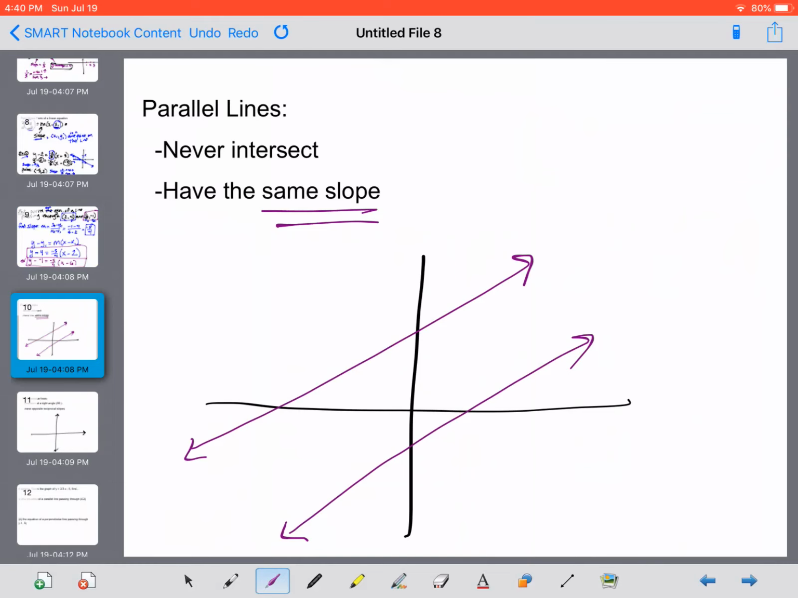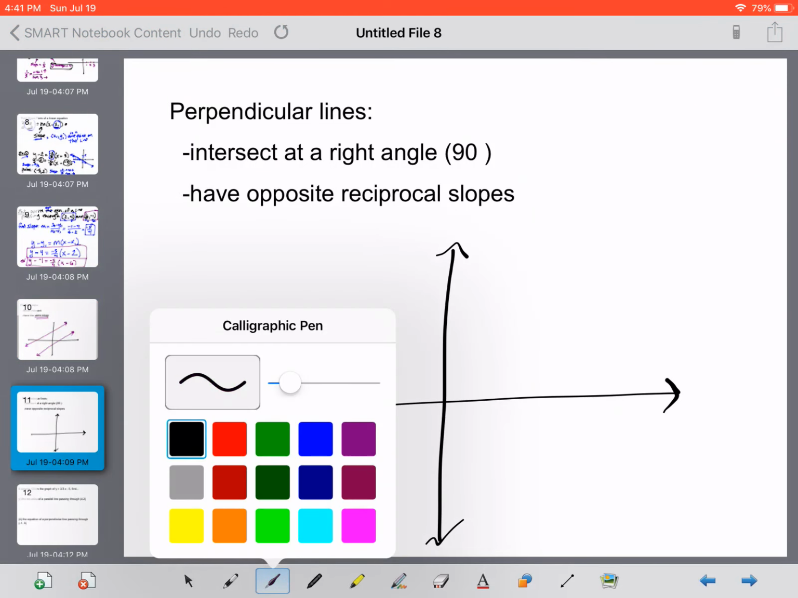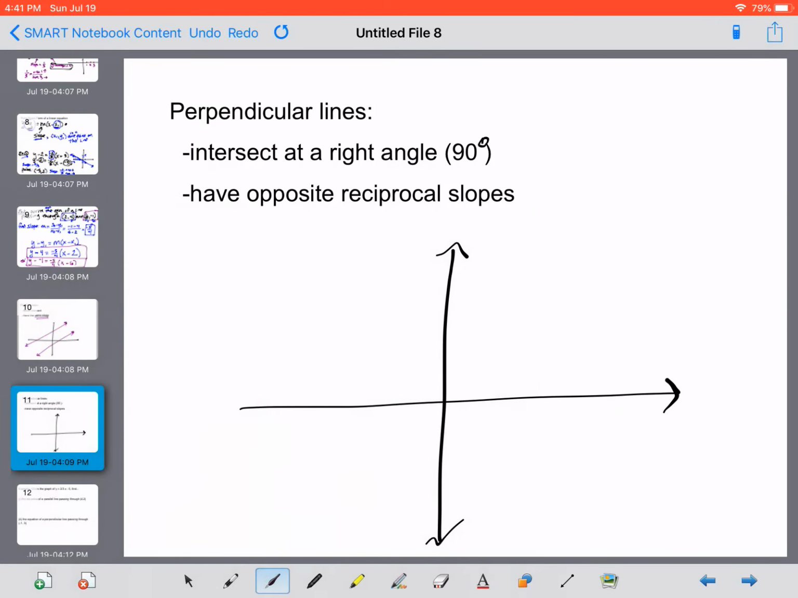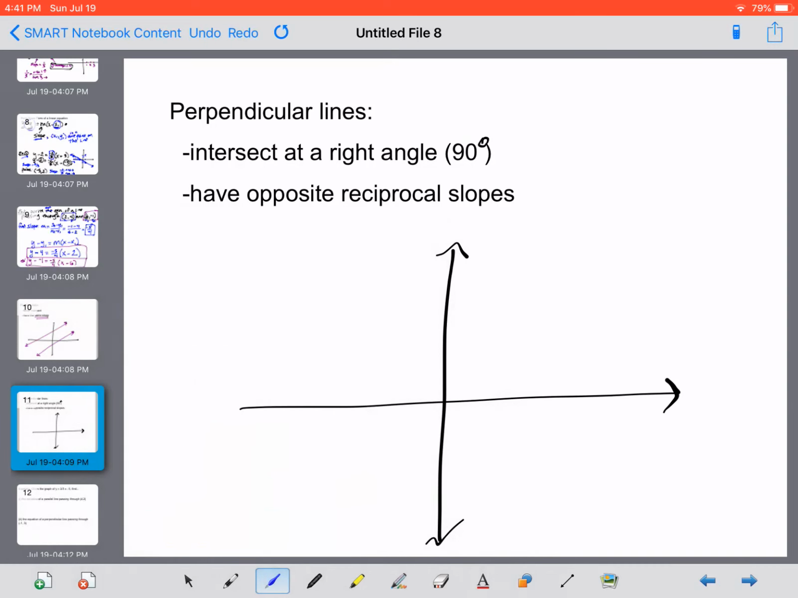Now we contrast those often with what we call perpendicular lines. Those are lines that intersect at a right angle or a 90-degree angle. I didn't have a degree symbol there. Okay, and perpendicular lines are going to have opposite reciprocal slopes of each other. So for instance, actually, the x and the y-axes are examples of perpendicular lines, right?